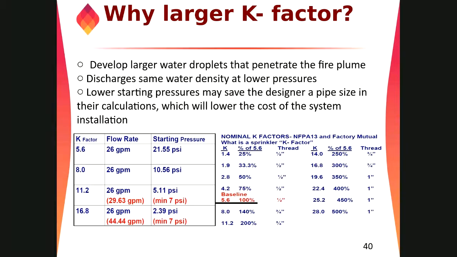No, I'm a little bit confused. Now for the 5.6 K factor, the minimum pressure is 21.5, right?